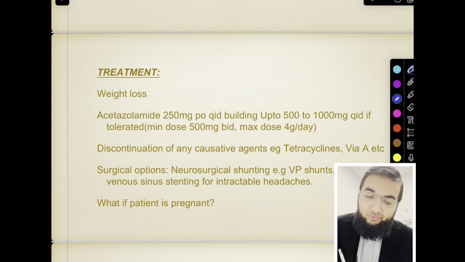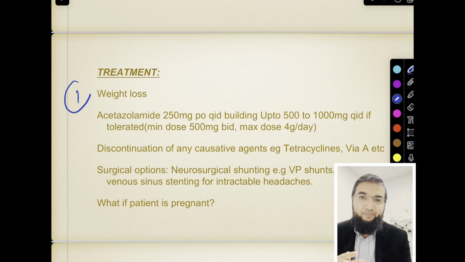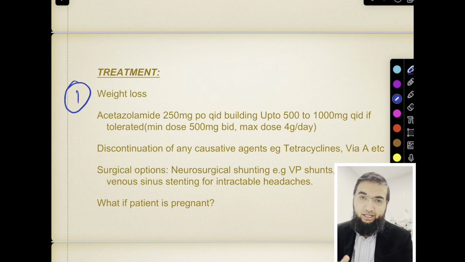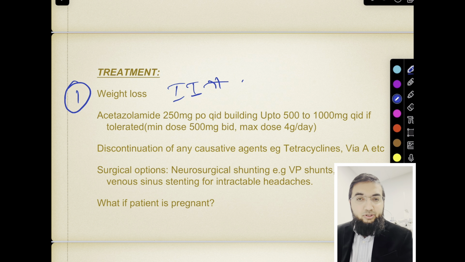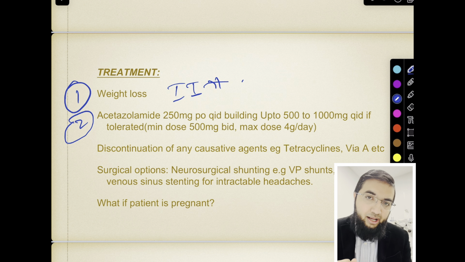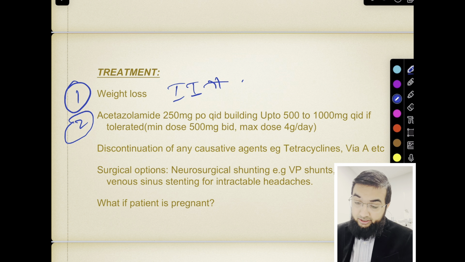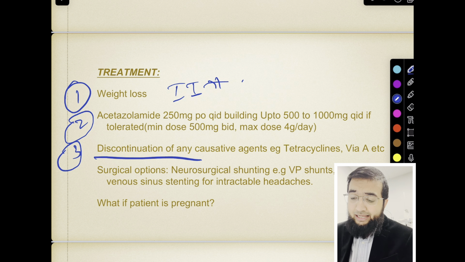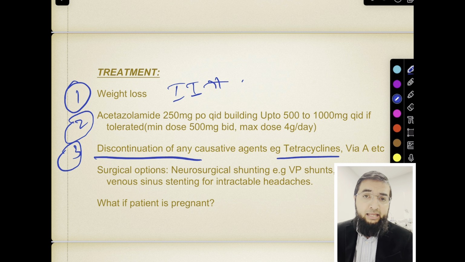Weight loss is one of the big treatments because of the rising connection between obesity and this condition, idiopathic intracranial hypertension. Secondly, acetazolamide is also a very good drug that has shown promising results. And discontinuation of any causative factors. For example, some patients are on high-dose vitamin A or tetracyclines, the antibiotics, and many other things. So you need to know the causative factors and cut them off, okay?